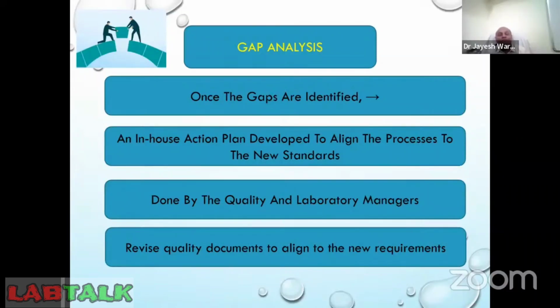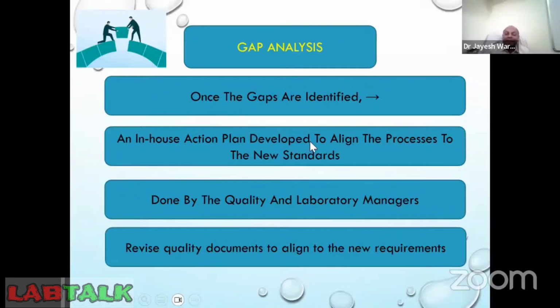Maybe you were not giving much emphasis to risk management in the previous standard, though it was already there. It was not given that much importance. So you have to identify such areas which were missed or which are not in line with the new standard, identify such gaps in your management system, and then develop an action plan to align your processes with the new standard.